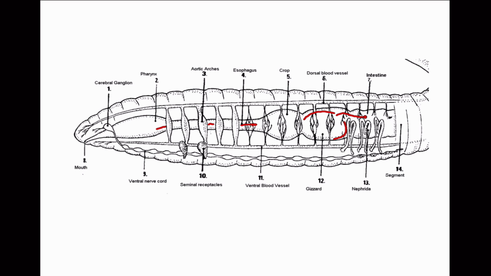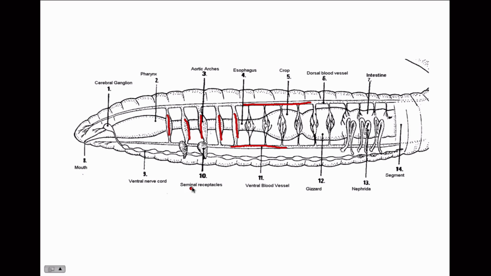And then that goes into the intestine and eventually moves out through the anus, which would be at the end of the worm. All right, we also have a circulatory system here. So these are aortic arches. So these basically are hearts. So there's several aortic arches here. These would be hearts. And then you'll see that you have a ventral blood vessel and you have a dorsal blood vessel. So you have a system for moving oxygen throughout the earthworm.